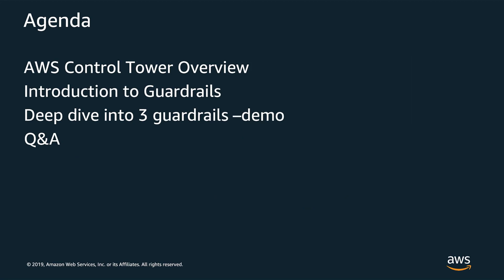Before we jump into the guardrails, we'll provide you a high-level overview of AWS Control Tower, and give you a high-level understanding of what you get when you deploy AWS Control Tower. Then we do a deep dive into 3 specific guardrails with a small demo of how you can actually identify a non-compliance issue and address it and get notified for it. We'll close with questions and answers, and we'll give you additional resources on how to find additional information about guardrails and Control Tower.